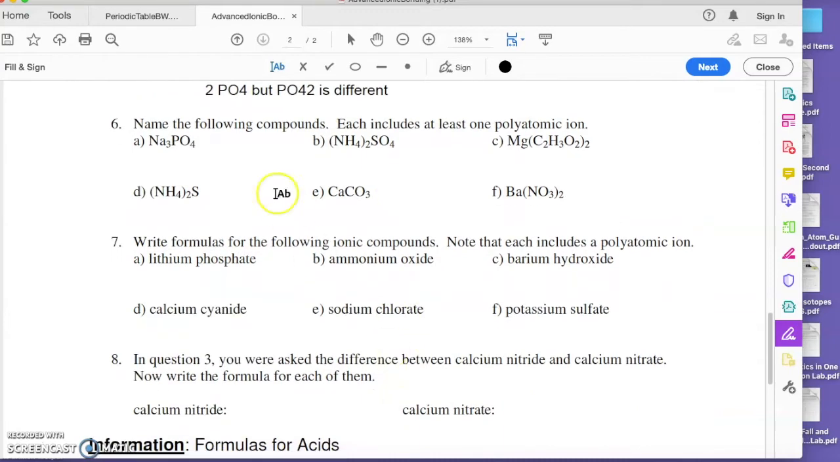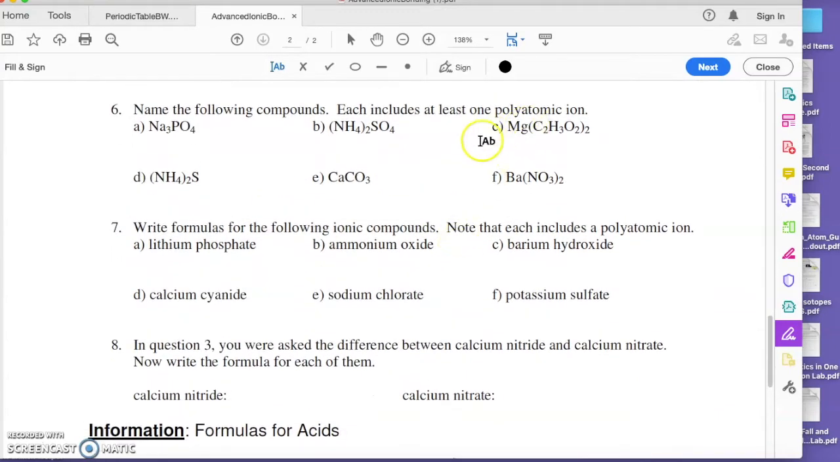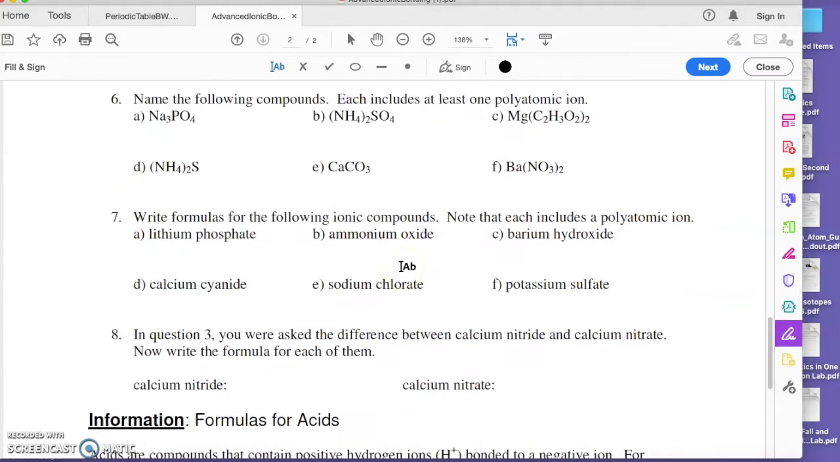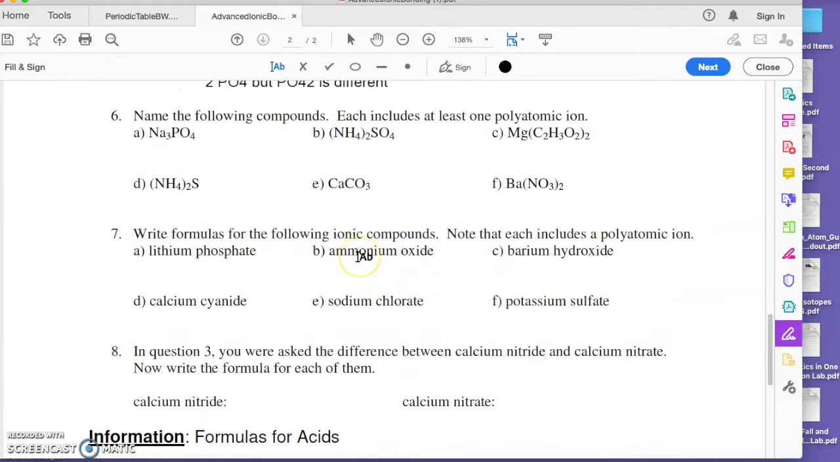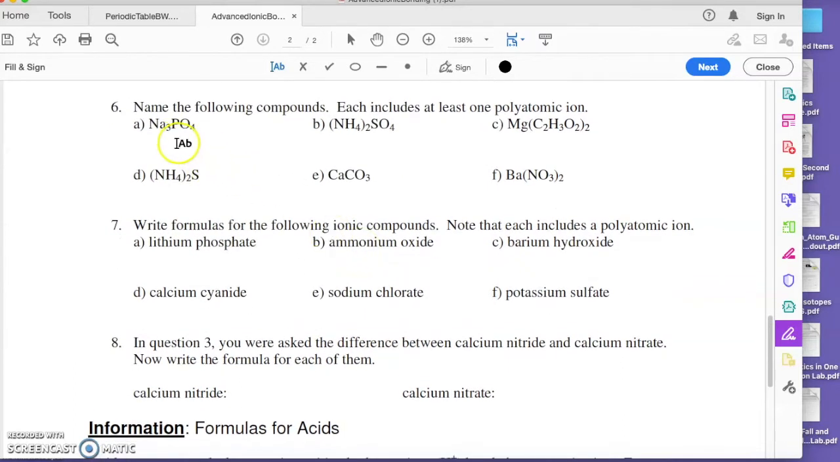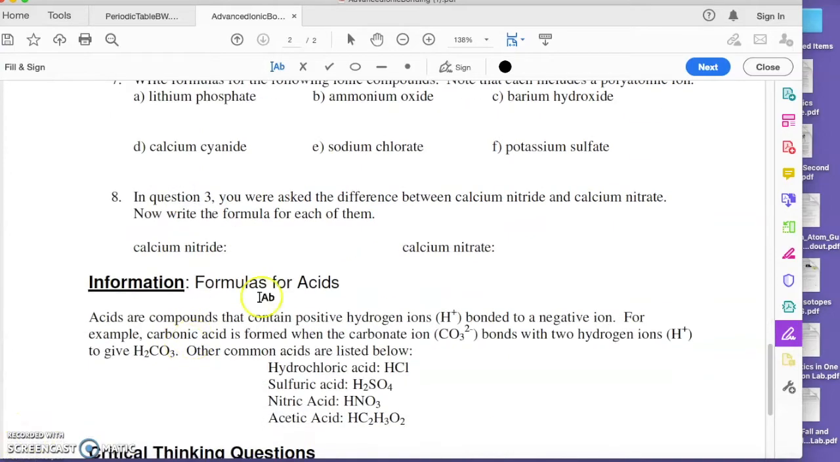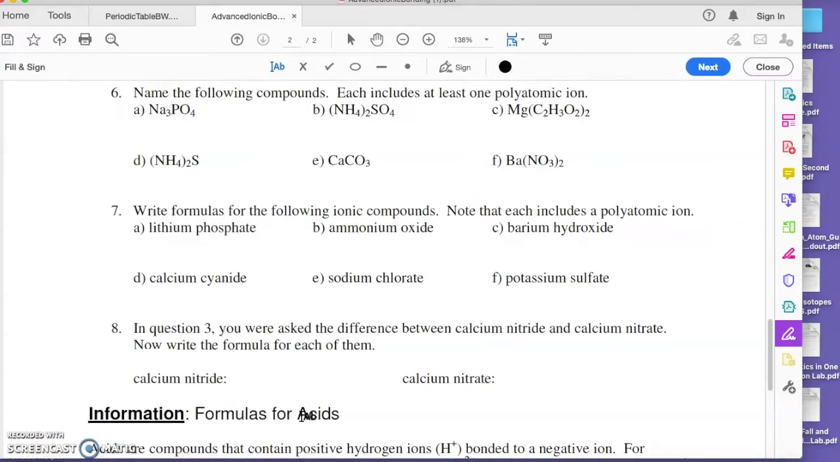So let's name each of the following compounds, and they each include 1 polyatomic ion, and then we'll have you practice writing some formulas and see if you can do that, all right? So go ahead and do the naming and do the formulas, and then I will get on the board and do the rest with you. Do not worry about the acids. We'll talk about acids on a different day.